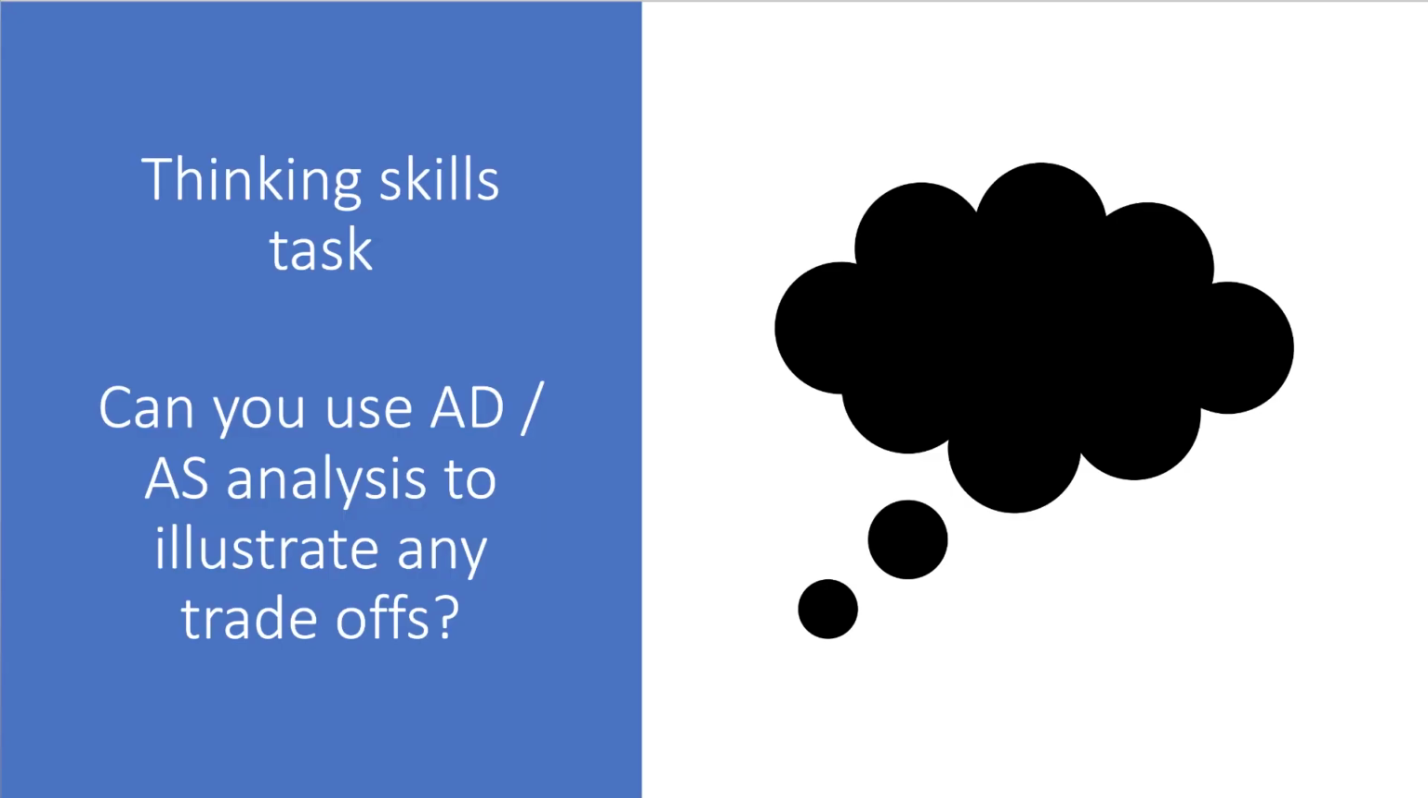Okay, right, we're now moving on to start to think about how we can use our models and concepts that you've been taught over the past year or so to illustrate trade-offs. So get yourself a rough slice of paper somewhere and sketch out an aggregate demand and aggregate supply diagram, and then make something shift.